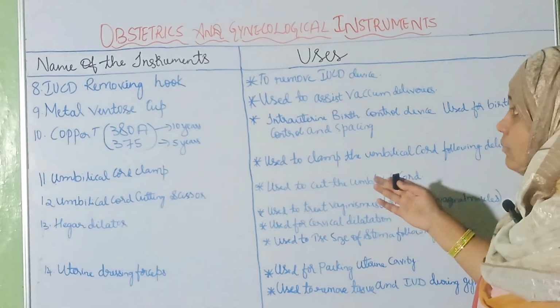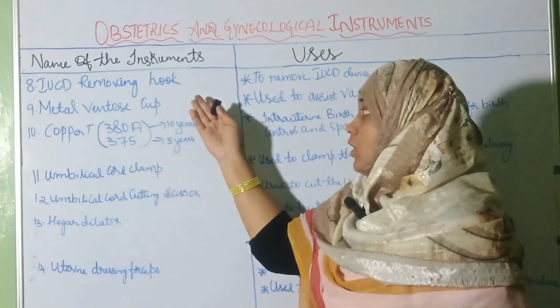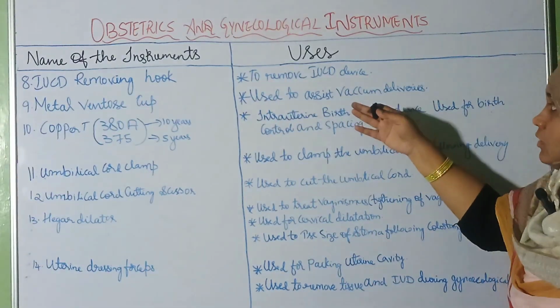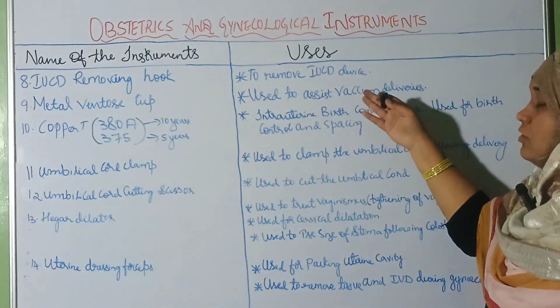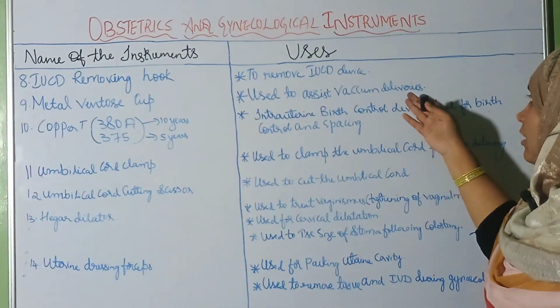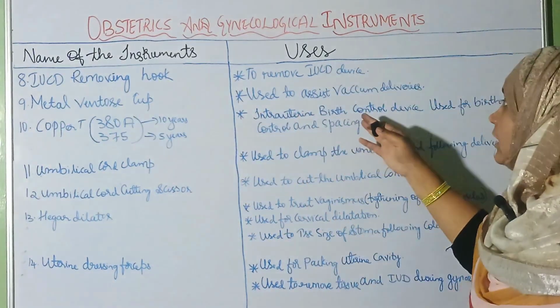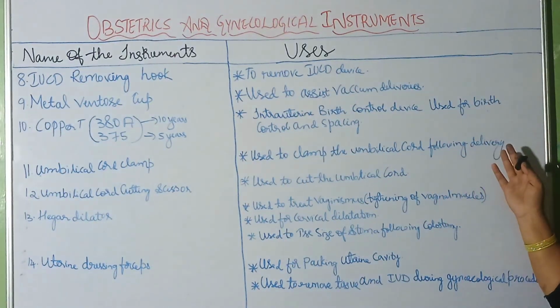So the next instrument is the IUCD removing hook, IUCD being the intrauterine contraceptive device. What is this instrument used for? It is used to remove the intrauterine contraceptive device. Okay. Next is the metal vacuum cup. What is the use of it? It is used to assist vacuum deliveries.